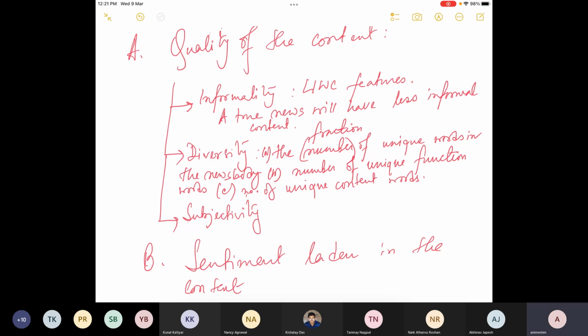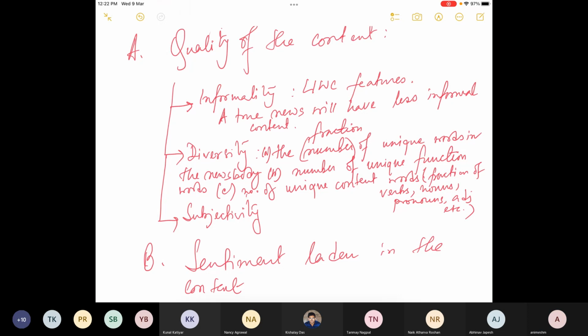Fine. So number of function words, number of content words, you can break it again into fraction of verbs, nouns, pronouns, adjectives, etc. Okay, so this is telling you the diversity. The more unique things you use in a content, the more diverse it is in terms of the linguistic content of the article.